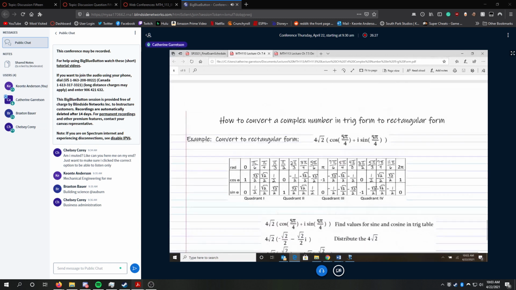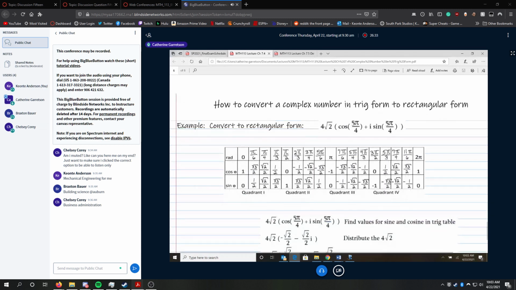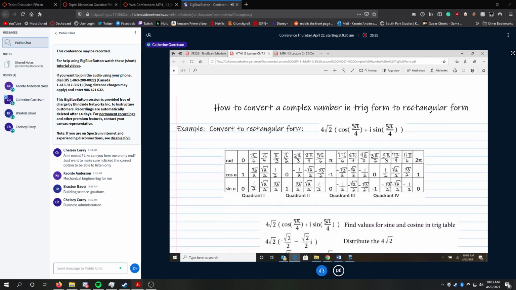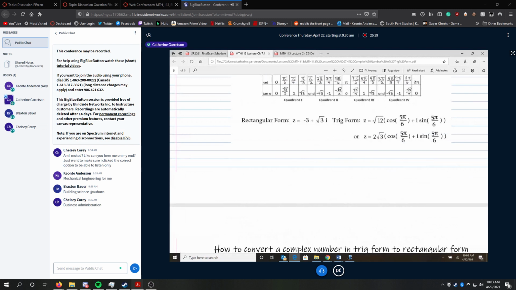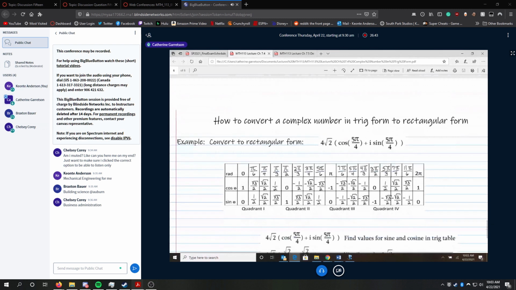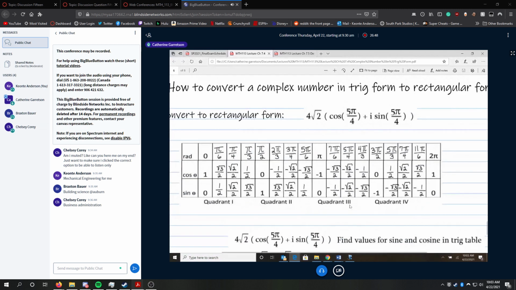Now, how would I go back from trig form to regular form? That would be where you would just simplify this. This is why I was saying leave this like this, because if you simplify it, you undo what you've just done. So I just go to my trig table and I find the cosine at pi over 4.